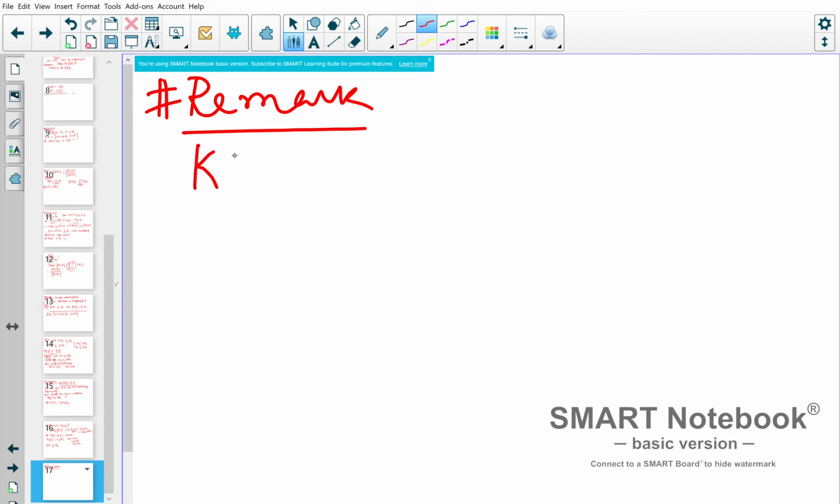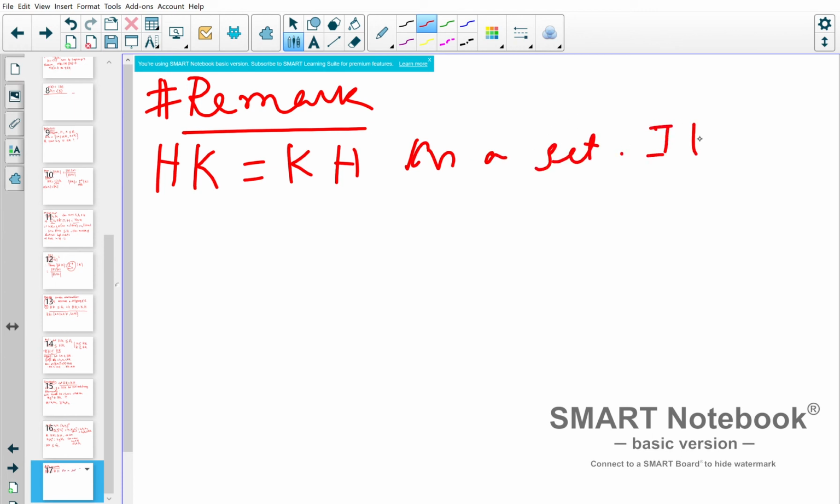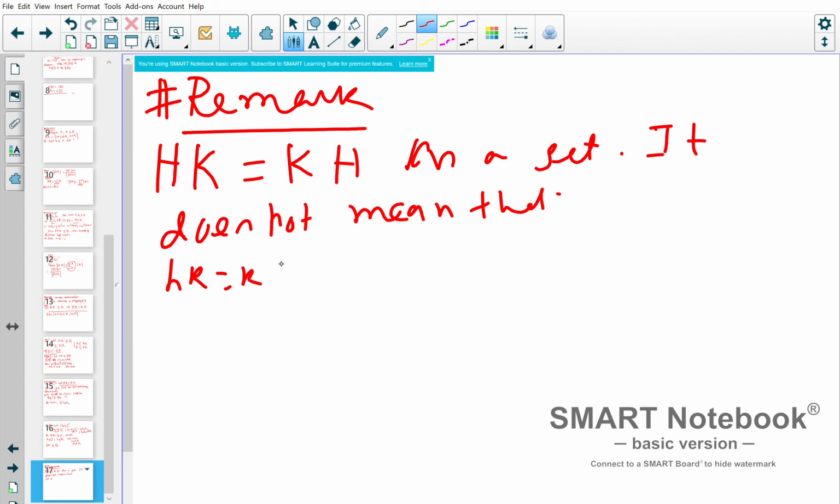So HK is KH, as I said, does not mean that HK equals KH for all h belonging to H and k belonging to K. No, that is not the meaning. So what does that mean? That means HK will be some k1 h1.